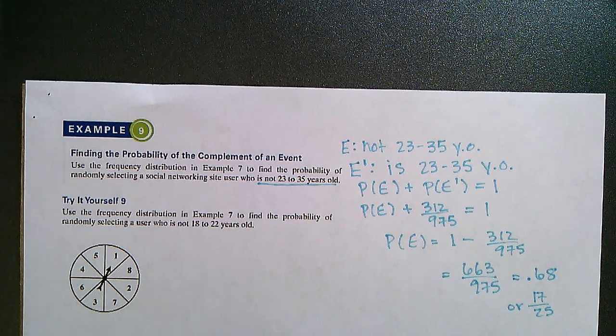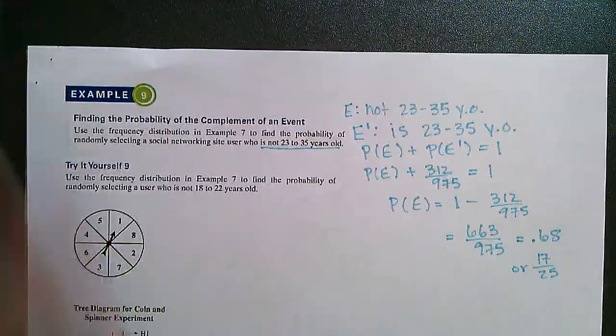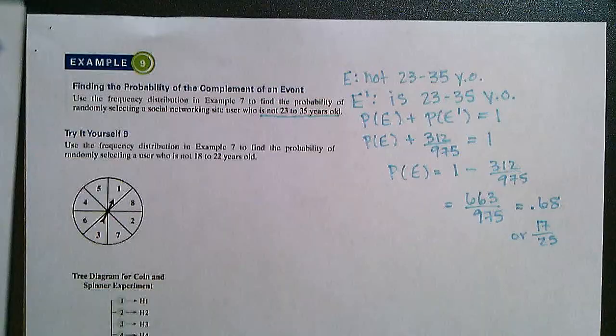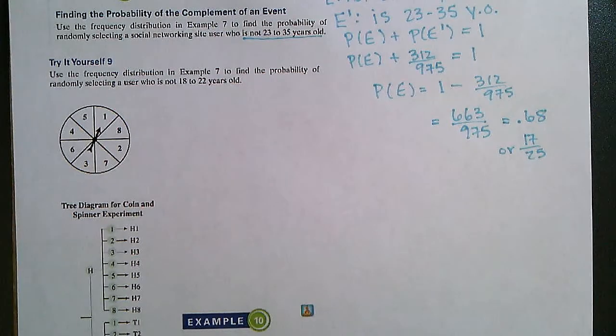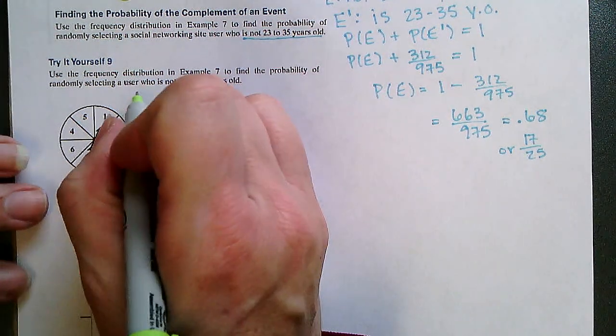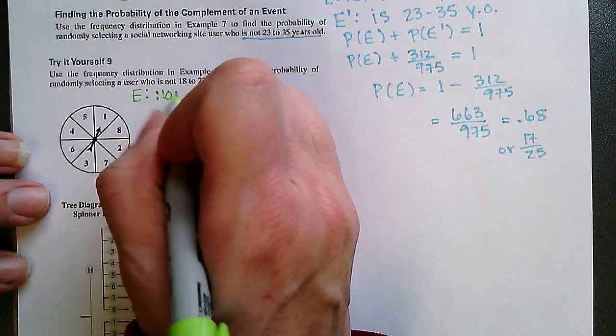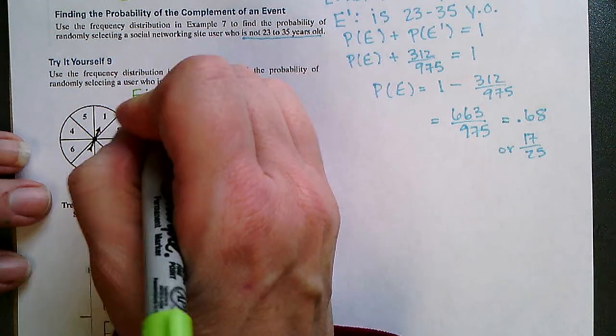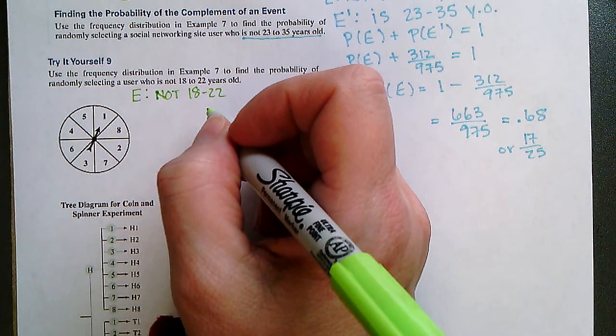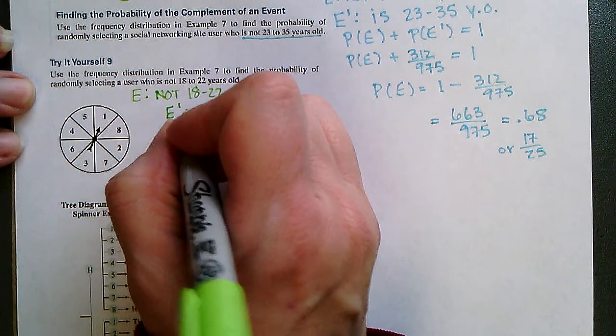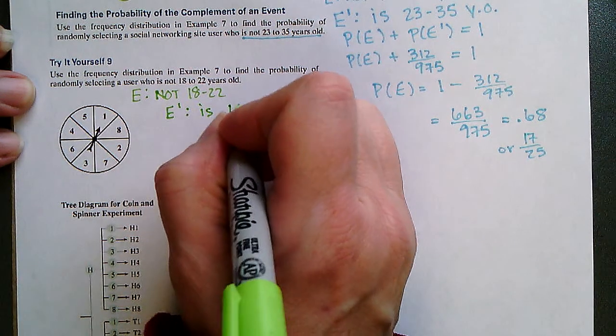Okay, let's do just the rest of the examples on this page, and then we'll be done with this section. Using the frequency distribution in example 7, find the probability of randomly selecting a user who is not 18 to 22 years old. So in this case, E is not 18 to 22. So E prime would be that the person is 18 to 22.